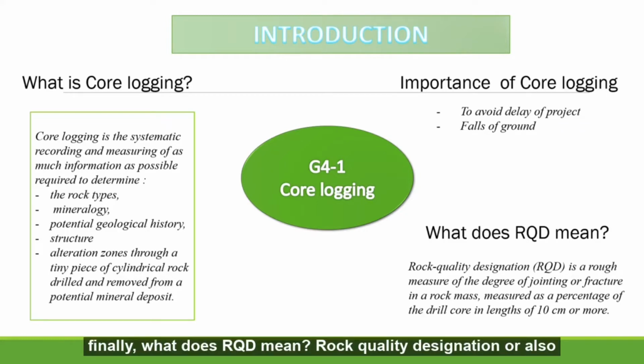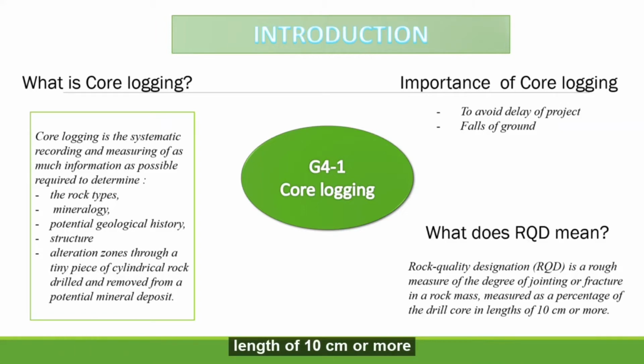Finally, what does RQD mean? Rock quality designation, also known as RQD, is a rough measure of the degree of jointing or fracture in a rock mass, measured as a percentage of the drill core in lengths of 10 cm or more.